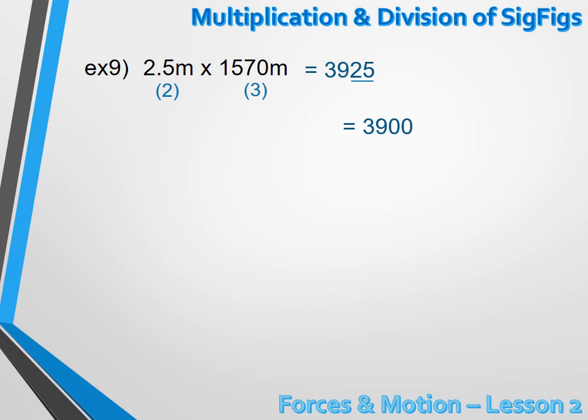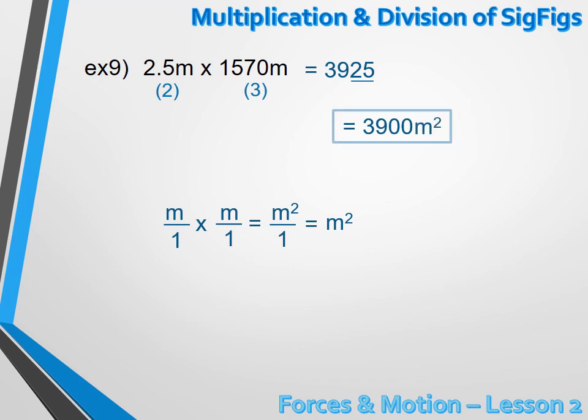Now looking at our units, we have meters multiplied by meters. So I'll write meters divided by 1 multiplied by meters divided by 1. Nothing can factor out. I have 2 m's on the top, so that gives me m squared on the top, and on the bottom I have 1. And I write that as meters squared. So my answer is 3,900 meters squared.